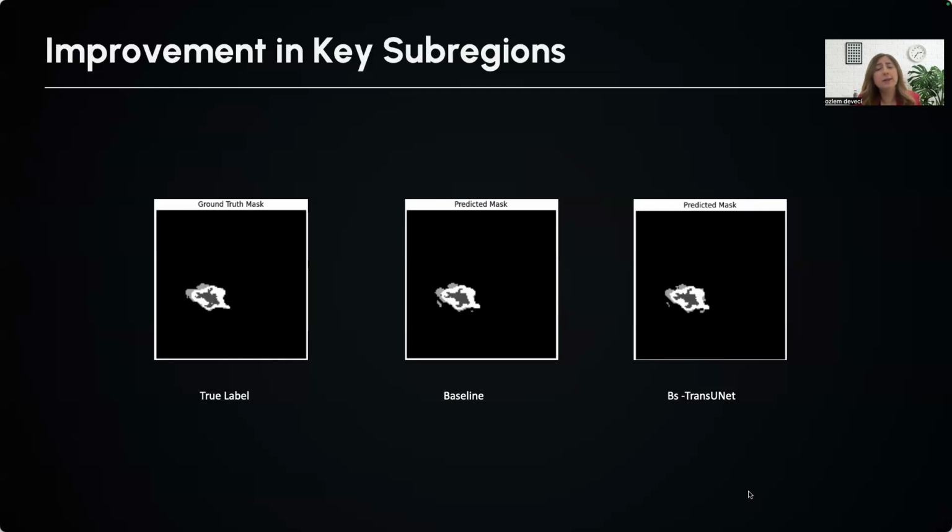Finally, in this example, observe the fine details at the periphery of the tumor. The baseline model smooths over these details, effectively ignoring the exact margin. The boundary-supervised model preserves these jagged edges, which is critical for surgical planning where every millimeter counts.